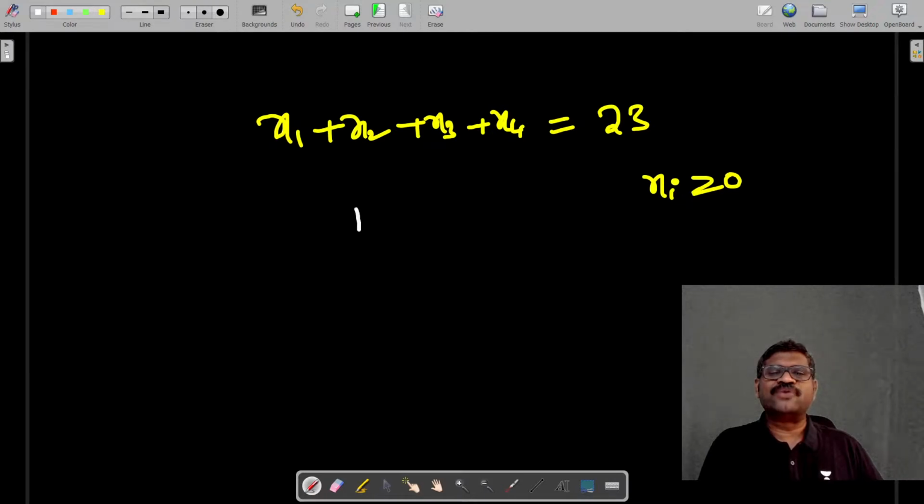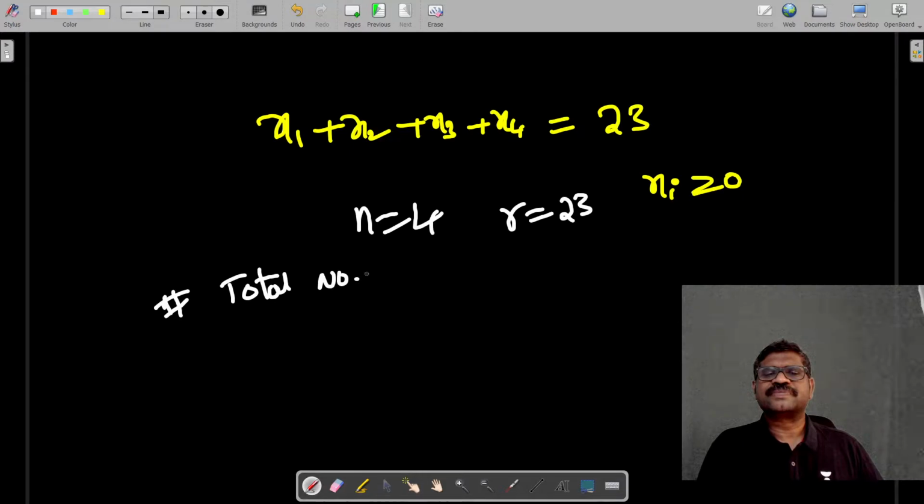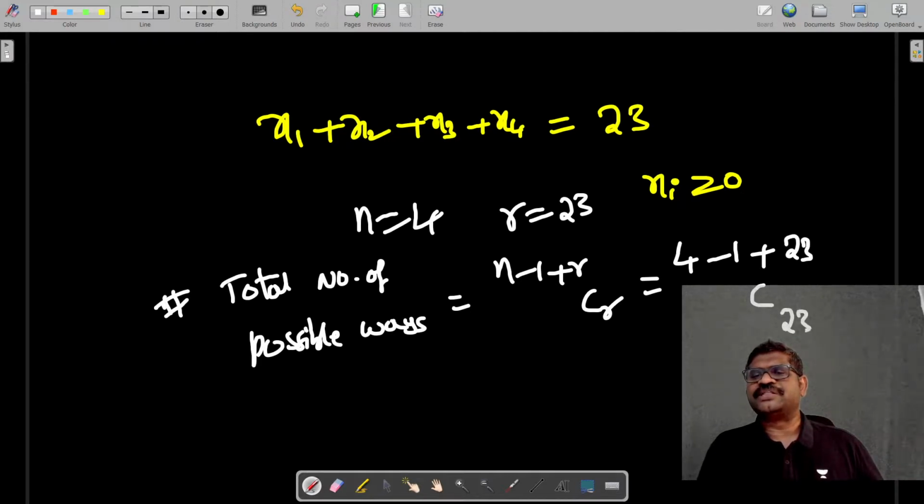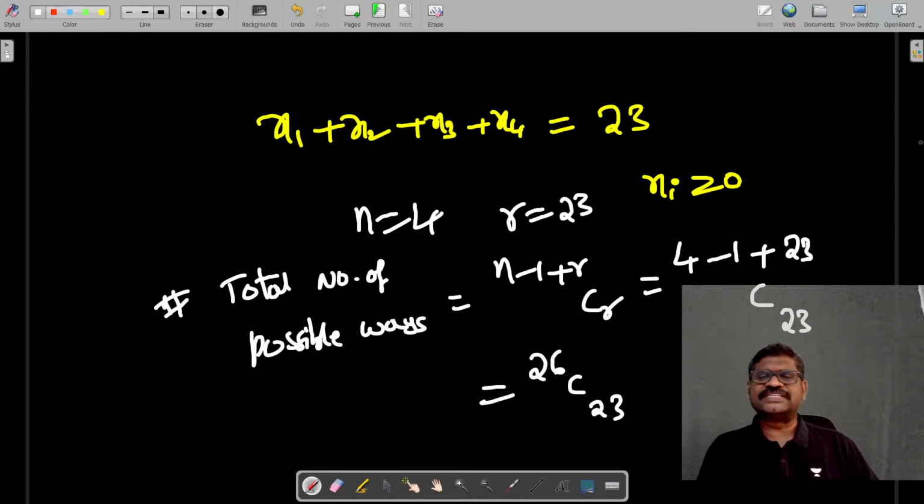Now n value 4, r value 23, the total number of possible ways is equal to (n minus 1 plus r)Cr, that is 4 minus 1 plus 23, C23, that is 26C23. 26C23 is the correct answer in this problem. Understood? Next problem.